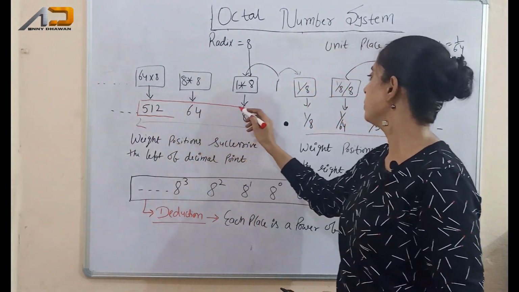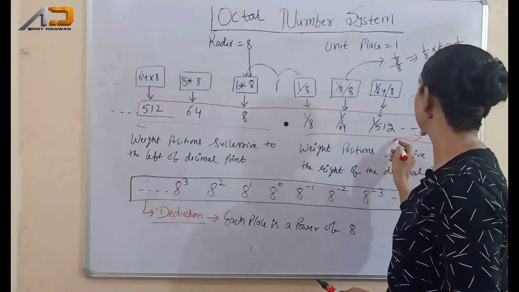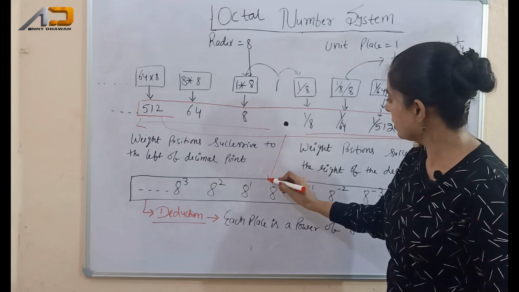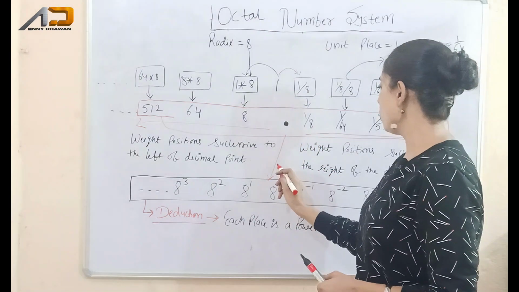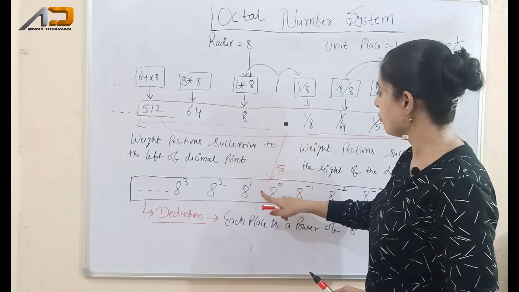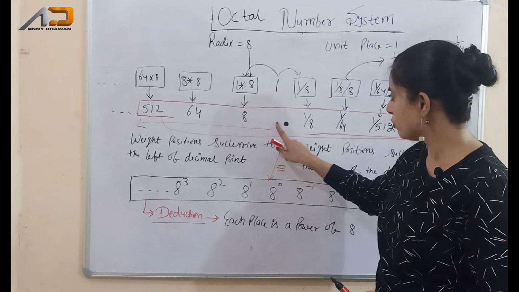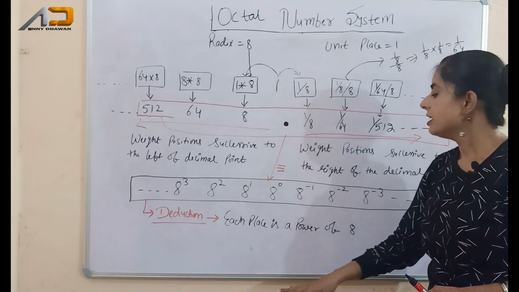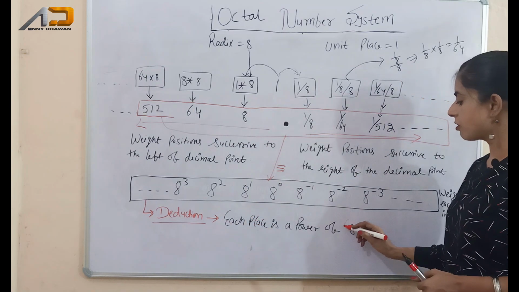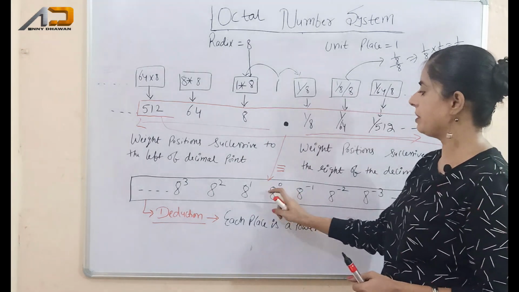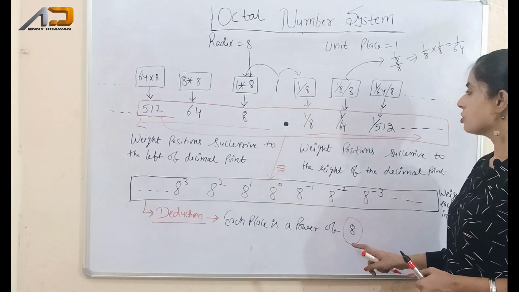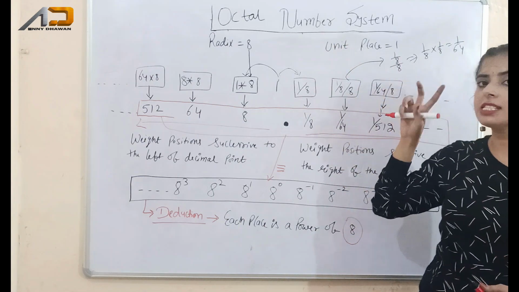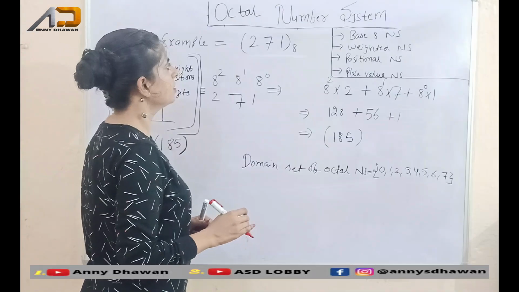And we can write this scenario in this form as well. So these two forms are equivalent. So what deduction we have got here is each place is a power of 8. See here, each place is a power of 8. So the octal number system is also called the base 8 number system.